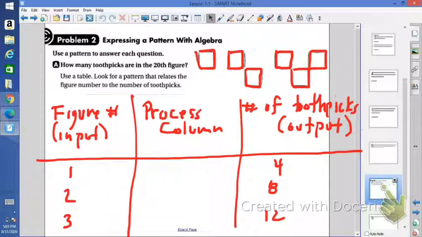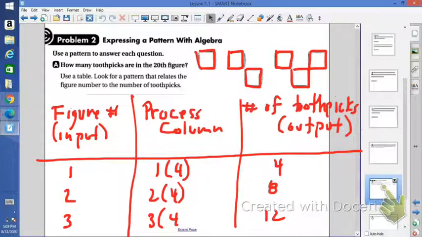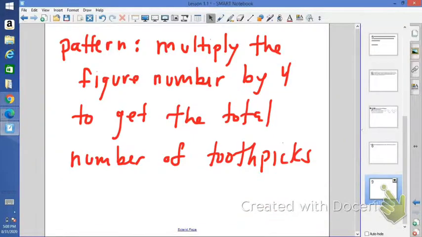So what is happening? We're taking the figure number, and that gets multiplied by 4 to get the total number of toothpicks. So 1 times 4 gives you 4. 2 times 4 gives you 8. 3 times 4 gives you 12. So the pattern is we multiply the figure number by 4 to get the total number of toothpicks.